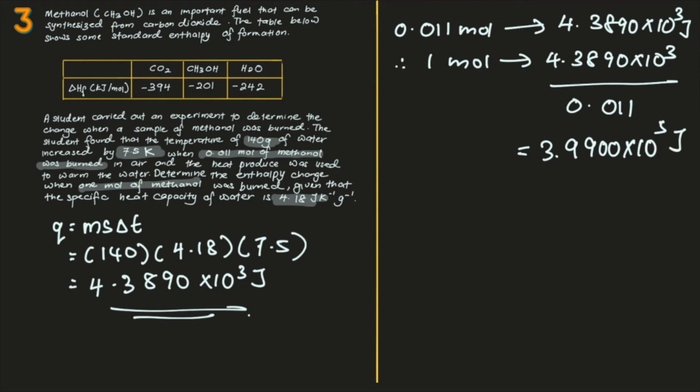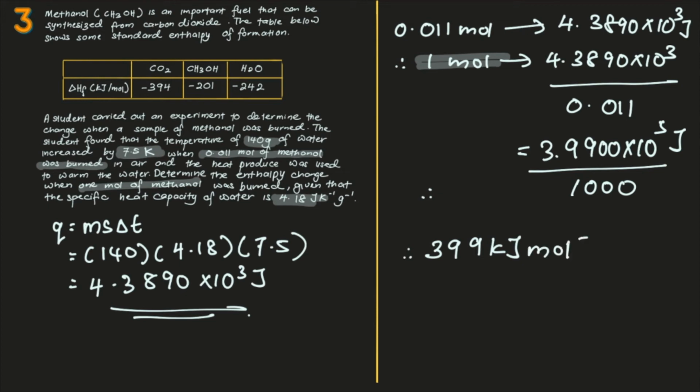This is in joule. But if you look closely in your answer, the choices of answer are in kilojoule. So this value you need to divide by 1000. So you should be able to get the final answer, which is 399 kilojoule. But remember, this is for 1 mole. So the unit that you need to write is kilojoule per mole. So this is the final answer for the third question.